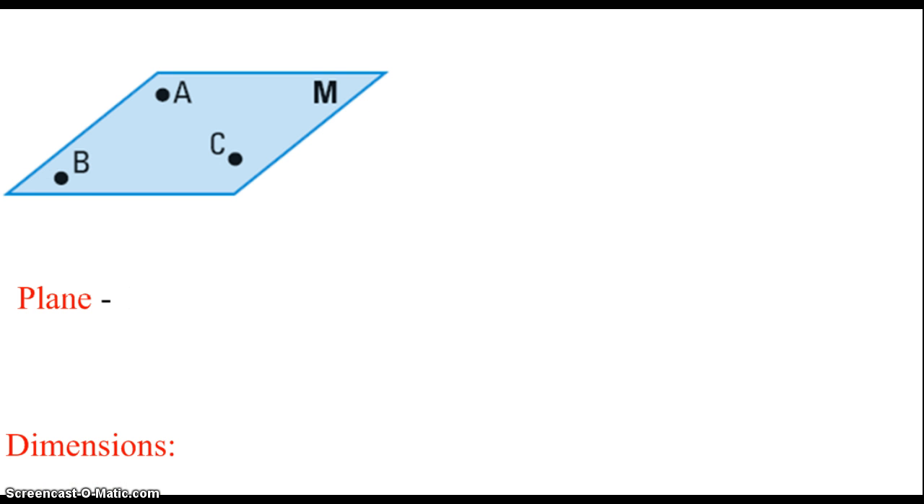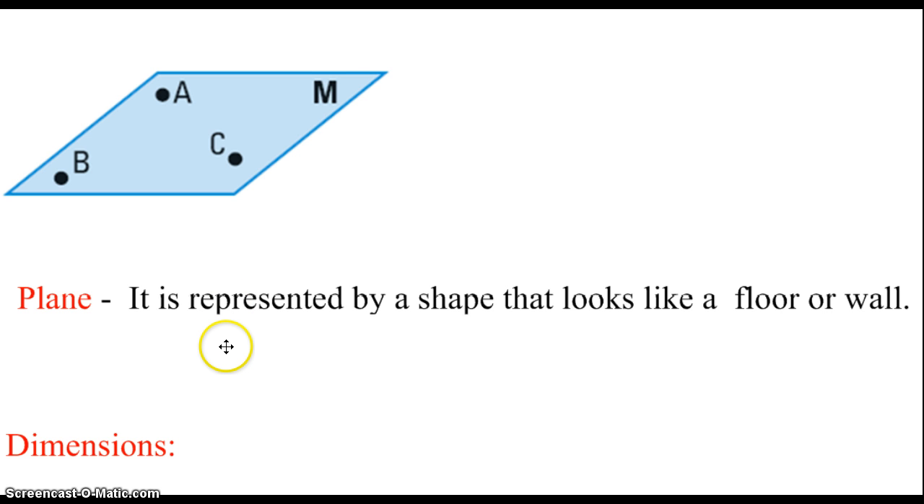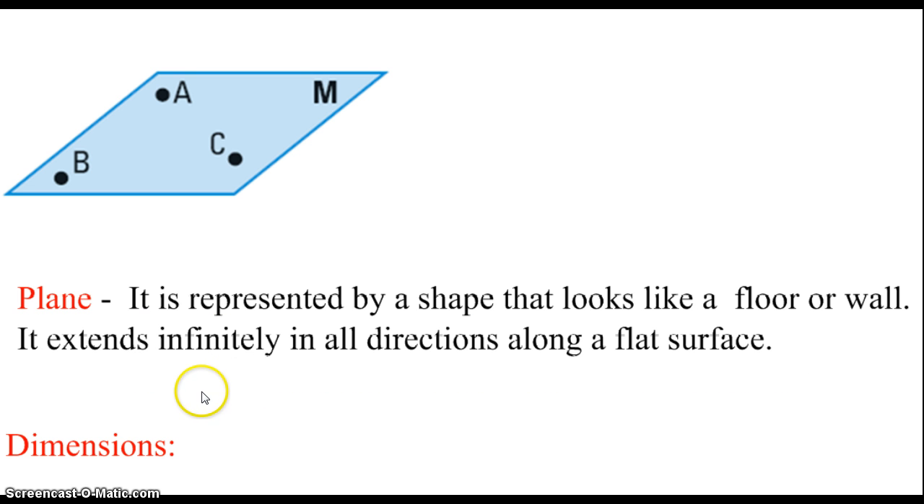The next shape we have is a plane. A plane is represented by a shape that looks like a floor or a wall. It's a flat surface, and it extends infinitely in all directions. So even though this looks like an index card on our page, you have to remember that planes are infinite. Therefore, a plane, since it's a flat surface, has 2 dimensions. So anything in the line family, lines, segments, or rays, has 1 dimension. A plane has 2 dimensions.